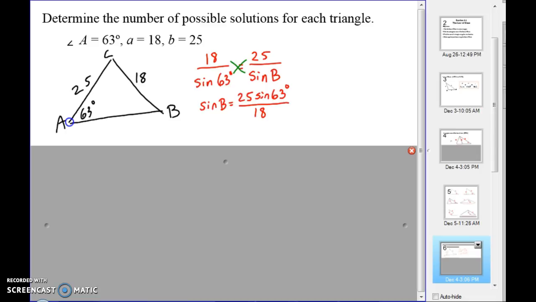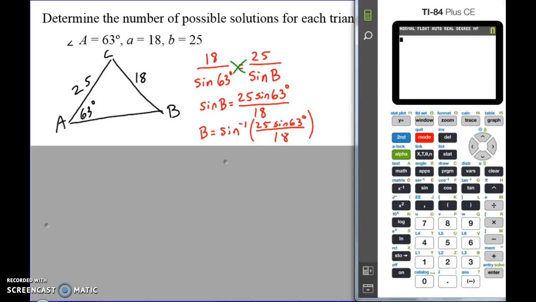Now that's what the sine of angle B is. I still need to solve for angle B. So what I do next is I take the inverse sine of both sides. That will give me B equals inverse sine of, and all this will just stay the same. From here, you can just type that all into my calculator. First make sure you calculate in degrees, and inverse sine of 25 times the sine of 63 degrees divided by 18. And the calculator tells me that angle B is, oh no, error.